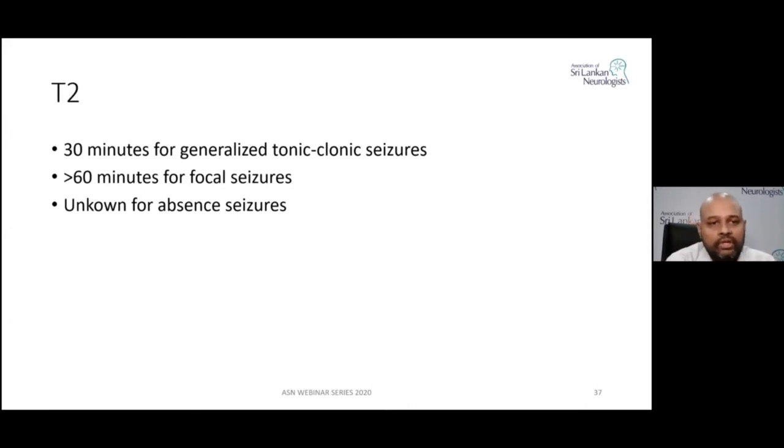So the second time point is where persistent or recurrent seizures would result in neuronal damage. In generalized tonic-clonic seizures, it's 30 minutes, whereas in focal seizures, it's more than 60 minutes. And for absence seizures, we really don't know what the second time point is. Okay, so those are the two time points which have been incorporated into the definition of what status is.